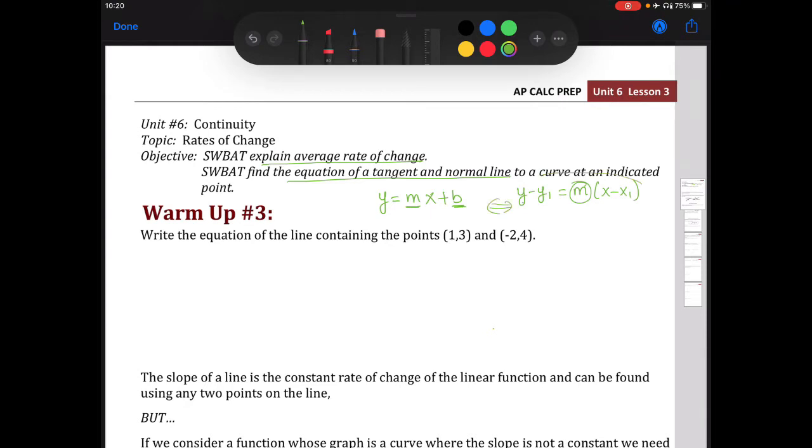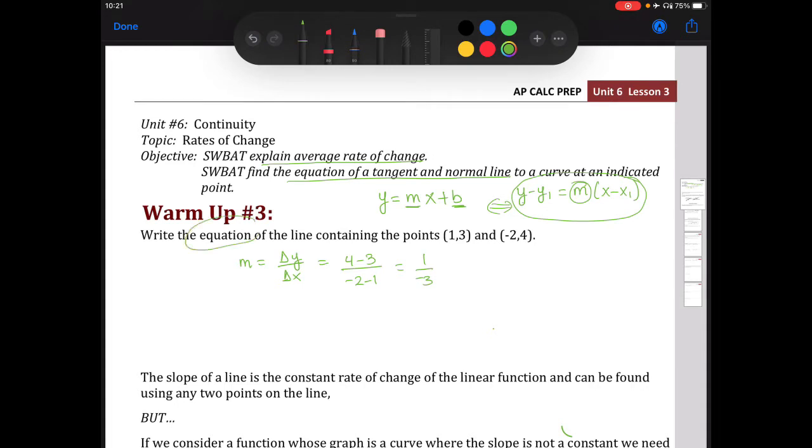If you solve it for y, it will look like that. I most likely will be using this equation, and you don't have to simplify it. You can just leave it in that form. So all I need to do is find my slope. How do I find my slope? My slope is change in y over change in x. So change in y would be 4 minus 3 over negative 2 minus 1, which is 1 over negative 3. So that's your slope.